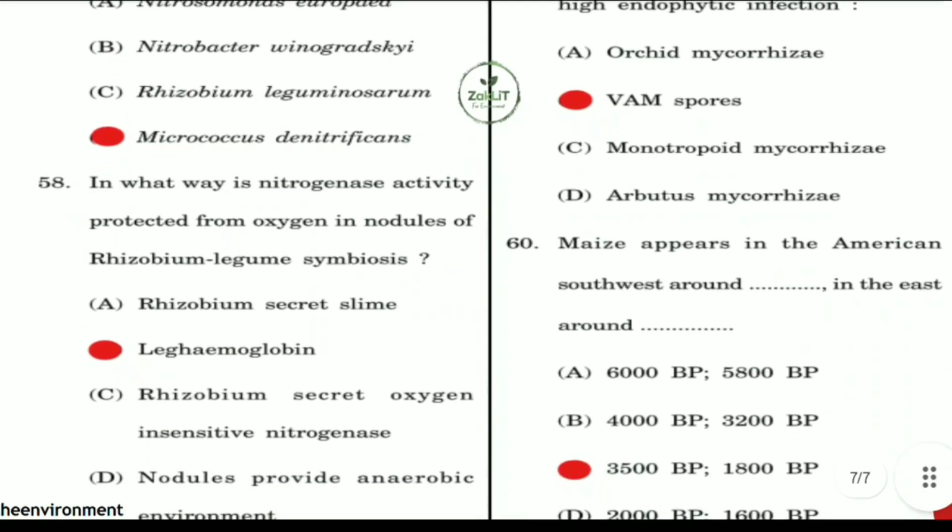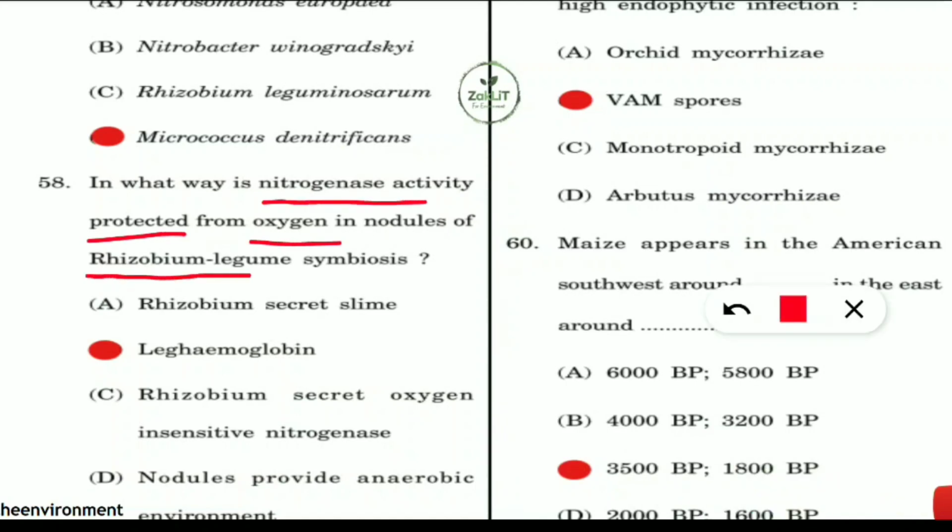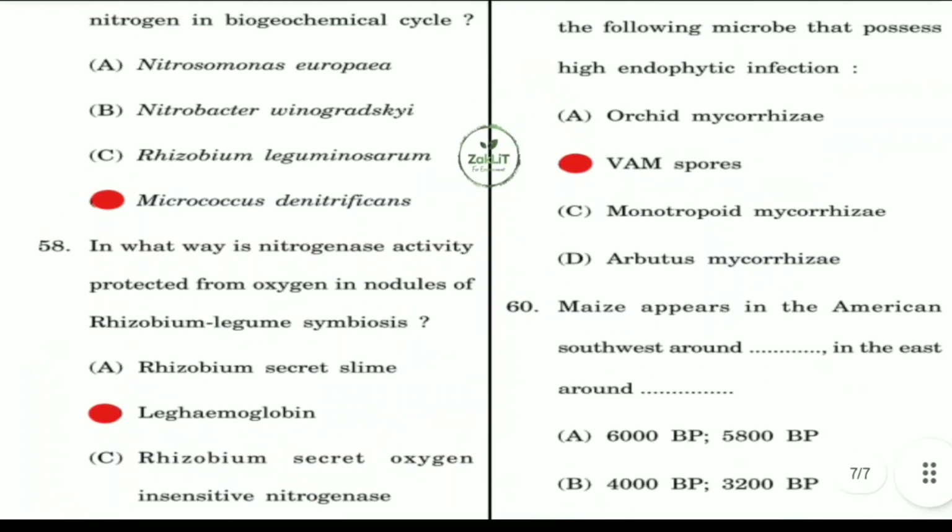Question number 58, let us read. Question number 58 is, in what way is nitrogenase activity protected from oxygen in nodules of the Rhizobium legume symbiosis? So Rhizobium legume symbiosis occurs in the roots of the plants in order to do the nitrogen fixation. In what way is the nitrogenase activity protected? So what happens is it forms leghemoglobin, which protects from the oxygen in the nodules of the Rhizobium legume symbiosis, which is a very important thing. So leghemoglobin is a very important concept to know.